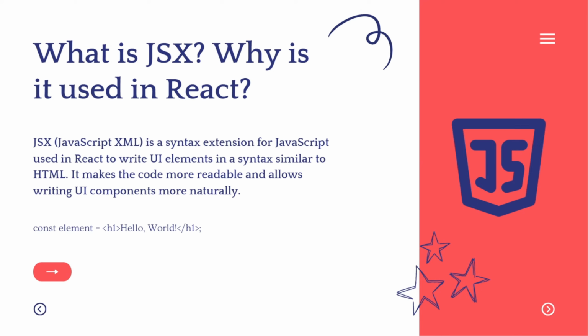Question 3. What is JSX? Why is it used in React? JSX, or JavaScript XML, is a syntax extension for JavaScript used in React to write UI elements in a syntax similar to HTML. It makes the code more readable and allows writing UI components more naturally. So this is an example: const element = <h1>Hello World</h1>.